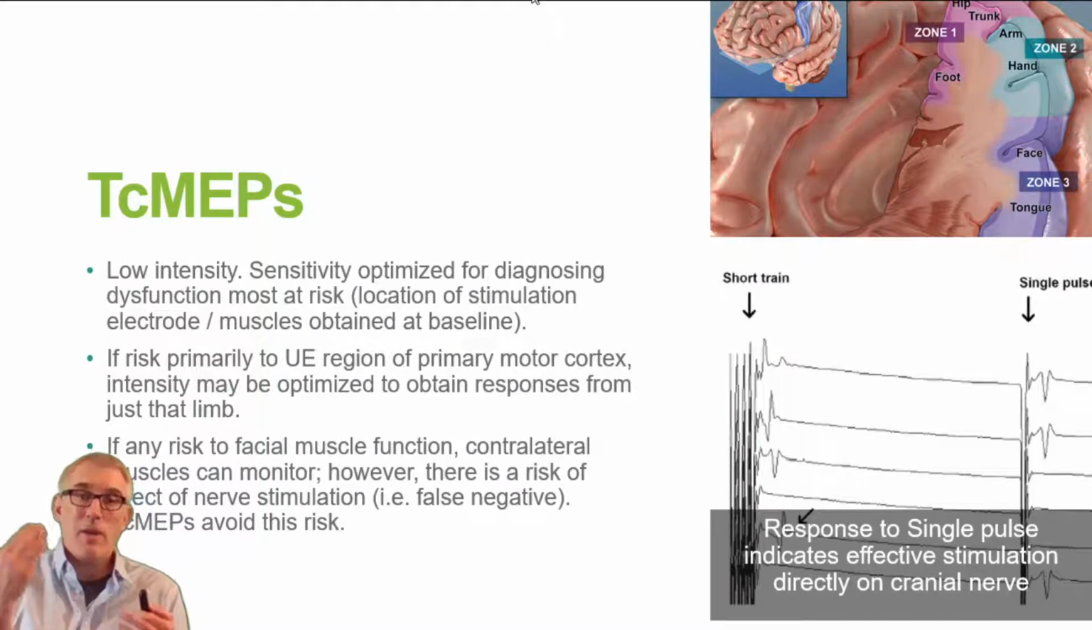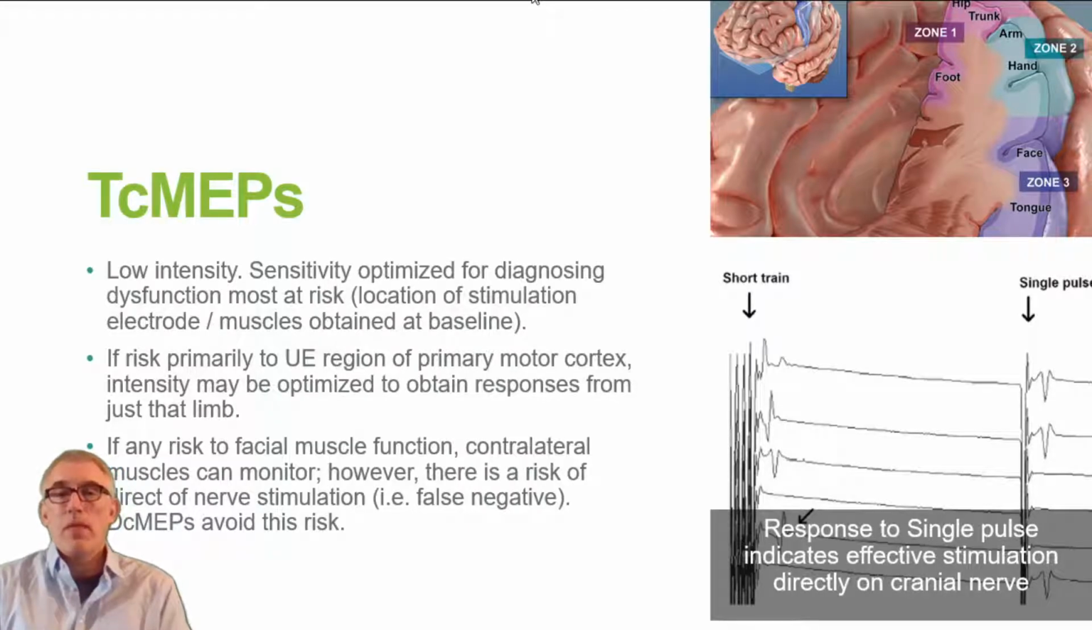For example, if risk is primarily the upper extremity region of primary motor cortex, the intensity may be optimized to obtain responses from just that limb. Note if there's any risk to facial regions, we'll do contralateral orbicularis oris and mentalis, but there is a risk that our stimulation is directly activating the cranial nerve. If we're activating the corticobulbar neurons, we need a train of stimuli to evoke that response, and that's shown here in that first little short train in the response.